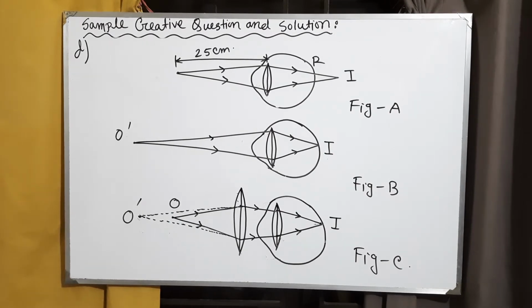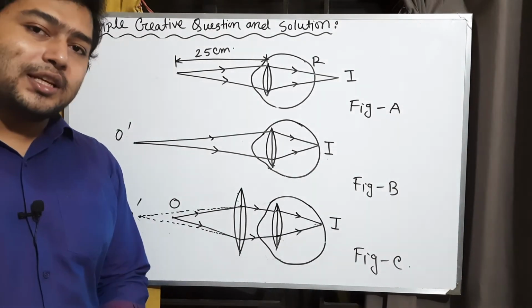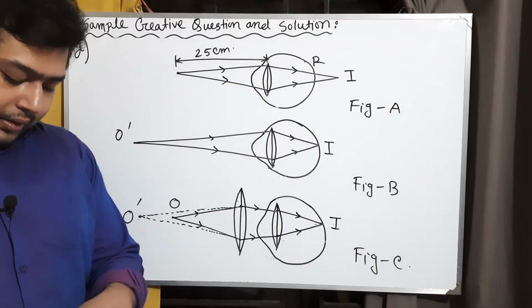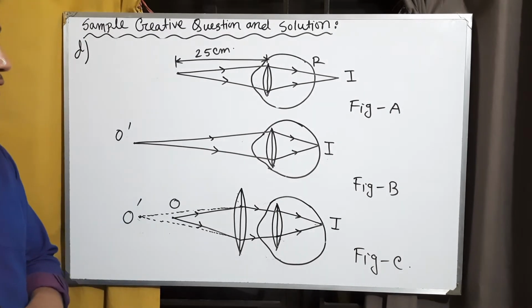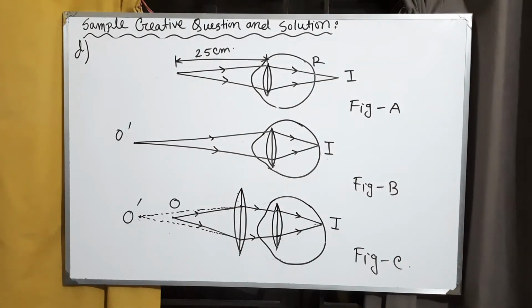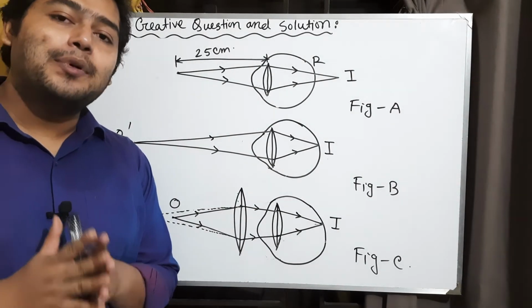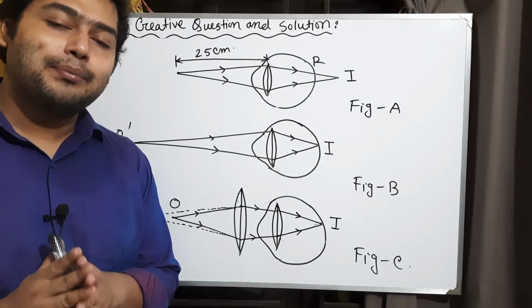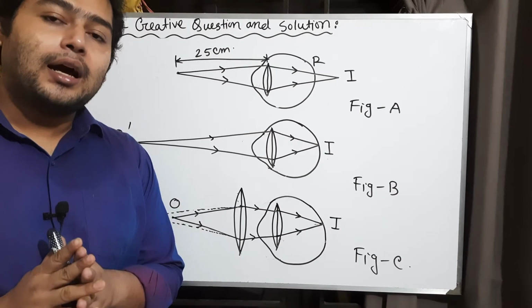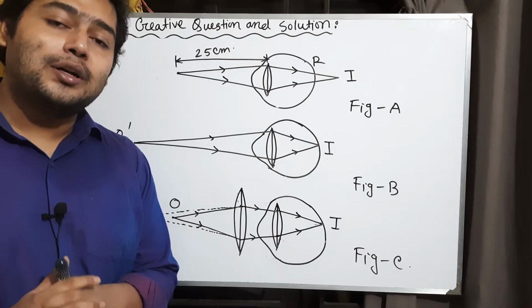Dear boys, now we will try to solve question number D. Here the question is, what kind of defect of eye can be removed by using the above lens? Explain with ray diagram. So boys, generally we have two types of defect. One is myopia and another is hypermetropia. Myopia or short sight, hypermetropia or long sight.